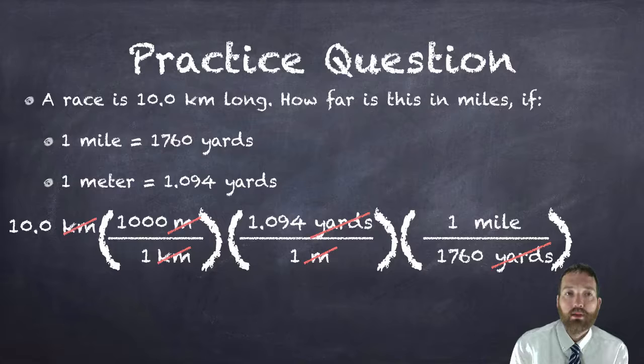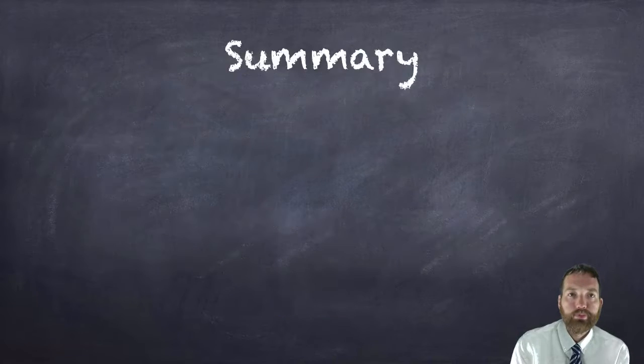I'm left with miles, which is what the question's asking, and now it's time to go to my calculator. So I type in 10.0 times 1,000 times 1.094 divided by 1,760 yards. And that is equal to about 6.2 miles.